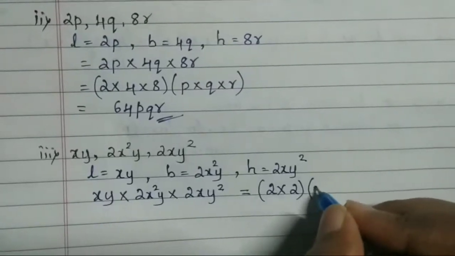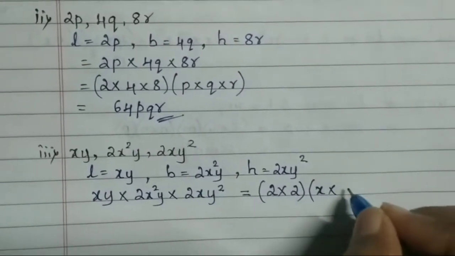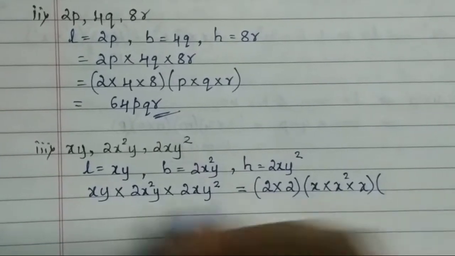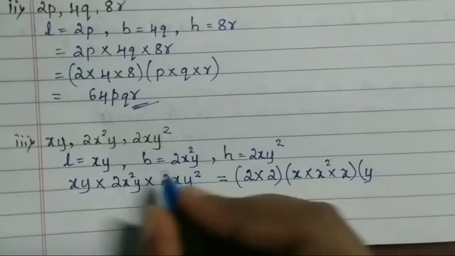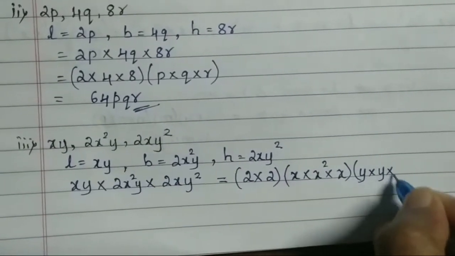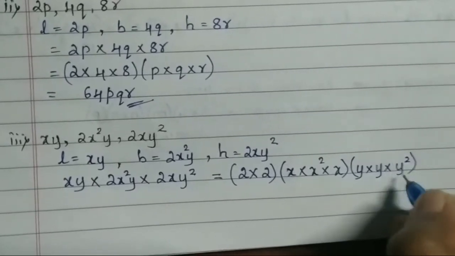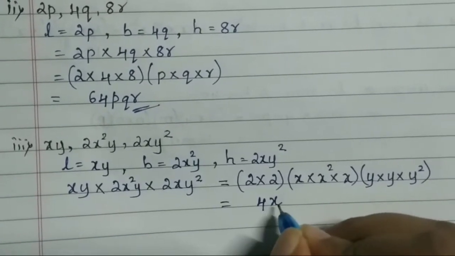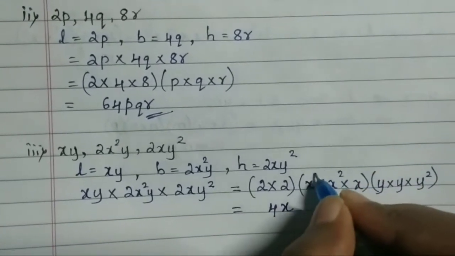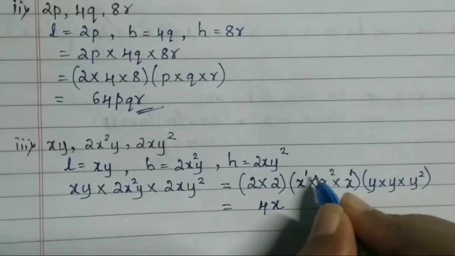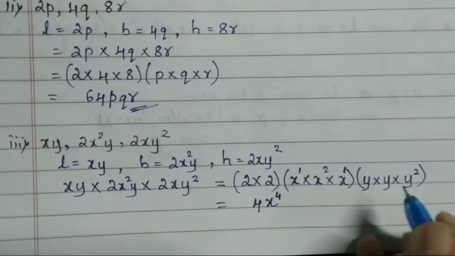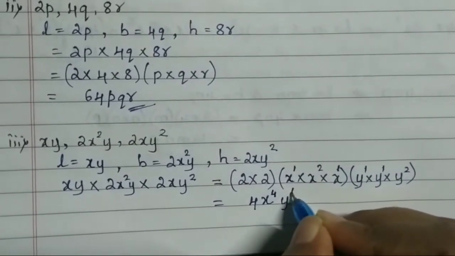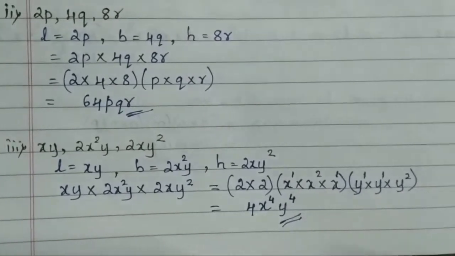In the first case we are having x, in the second term we are having x square and in the third term we are having x. Similarly for y, in the first term we are having only y, in the second term we are having only y and in the third term we are having y square. So here the answer will be 2 2s are 4, x. We will write x as it is and the powers here will be 1, 2 and 1. As we add this, it will become x to the power of 4. Similarly here the powers will be 1, 1 and 2. When we add this, we are going to get y to the power of 4.